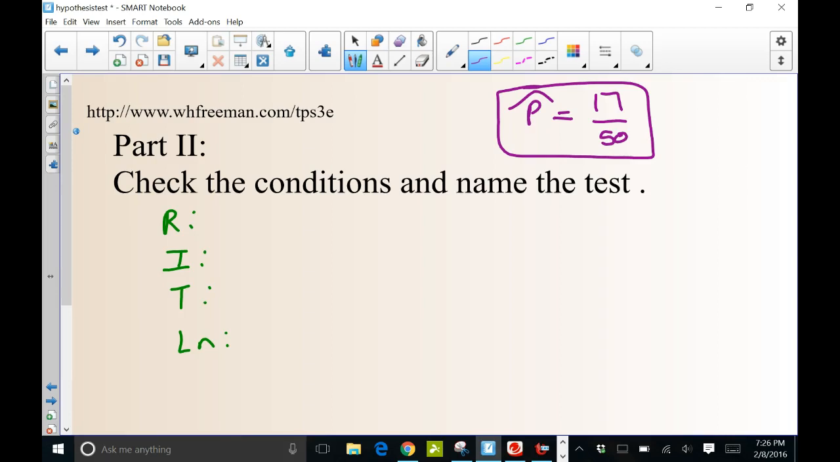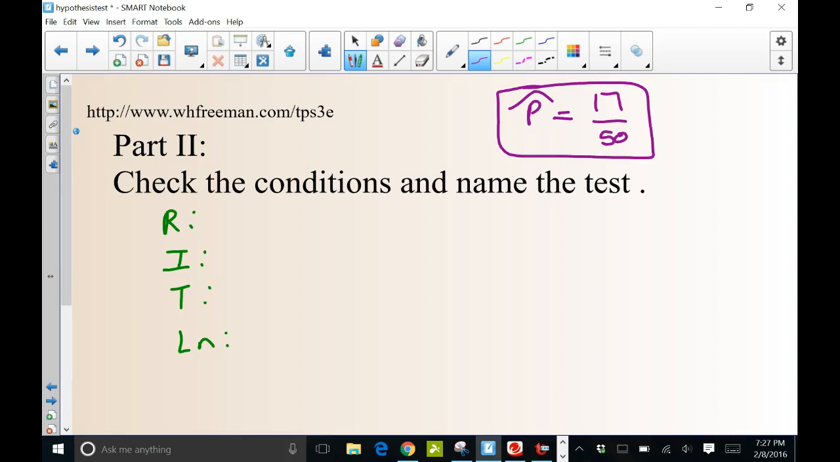So the random condition, we're going to just go through these verbally. Don't do this at home, you write them out. It wasn't random, but we hope it was a representative sample. The independent condition: Jordan's a machine. He's an applet on a computer, folks. So he's not getting tired. The success of each shot is independent. And 50 is definitely less than 10% of all shots he can take.